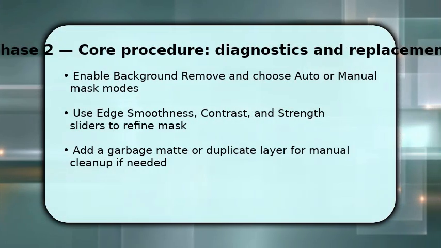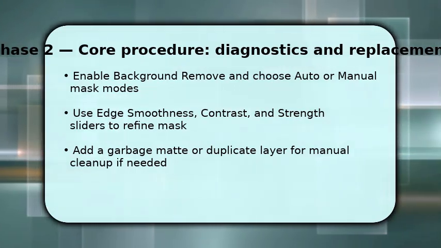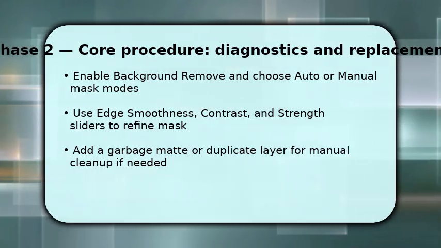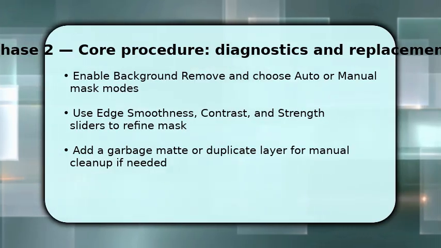After enabling background remove, decide auto for speed or manual for precision. You can switch anytime. Then adjust strength to tighten the mask and edge smoothness to reduce fringing. Subtle moves matter. Use contrast to recover lost detail along hair or edges.